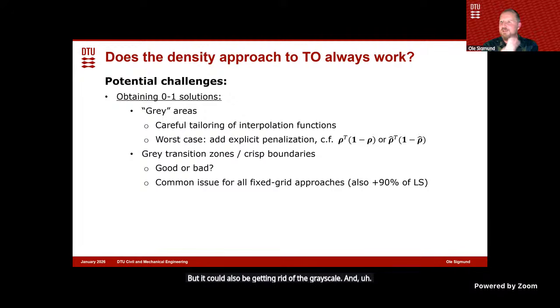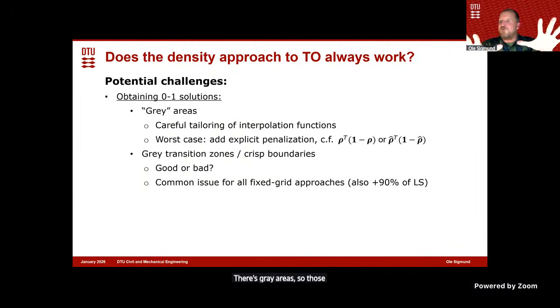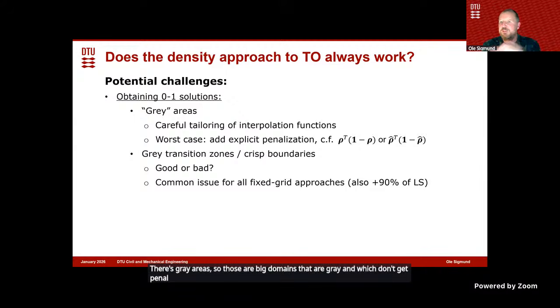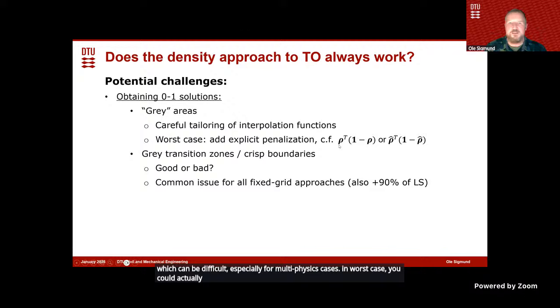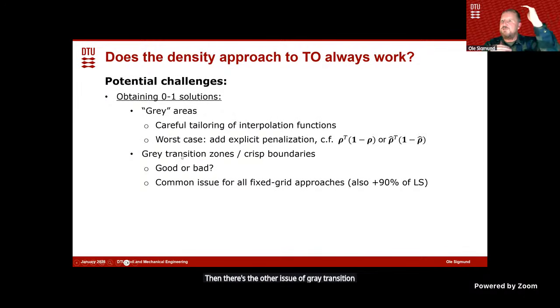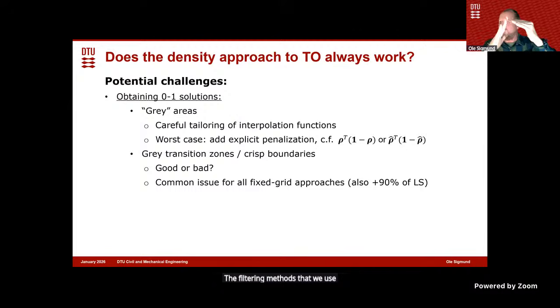I'm dividing this issue into two areas. There are gray areas: big domains that are gray and which don't get penalized because of the physics you're considering. That requires some playing around and tailoring of the interpolation functions, which can be difficult, especially for multiphysics cases. In the worst case, you could add some explicit penalization to the objective function, either regularized or non-regularized. Then there's the other issue of the gray transition region, the transition between void and solid. The filtering methods that we use require some transition part there.